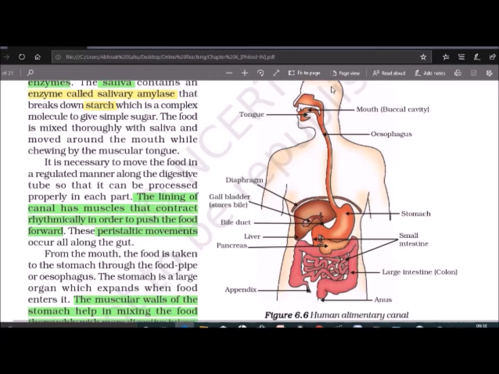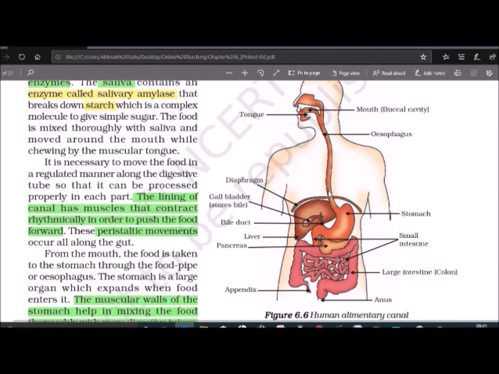Next is your esophagus, which is also known as the food pipe. It is a muscular tube through which the food passes from the mouth to the stomach by a process called peristalsis. In your book, it is mentioned as peristaltic movement. So what do you mean by peristalsis? It is an automatic movement of the food due to the contraction of the muscles in the food pipe.